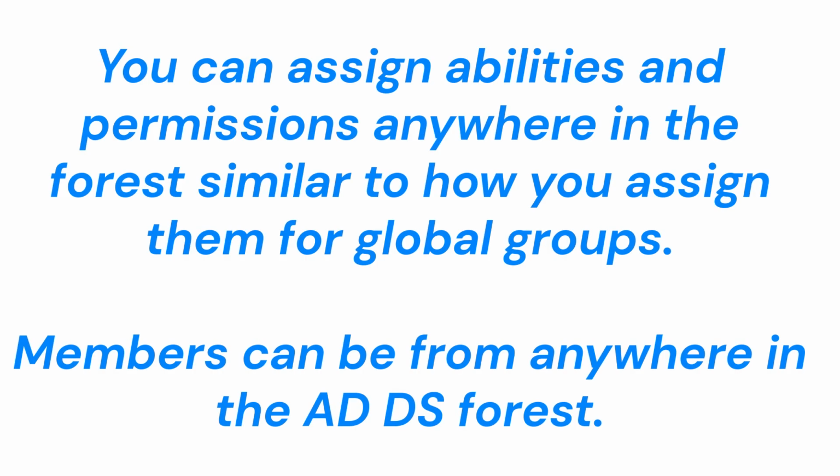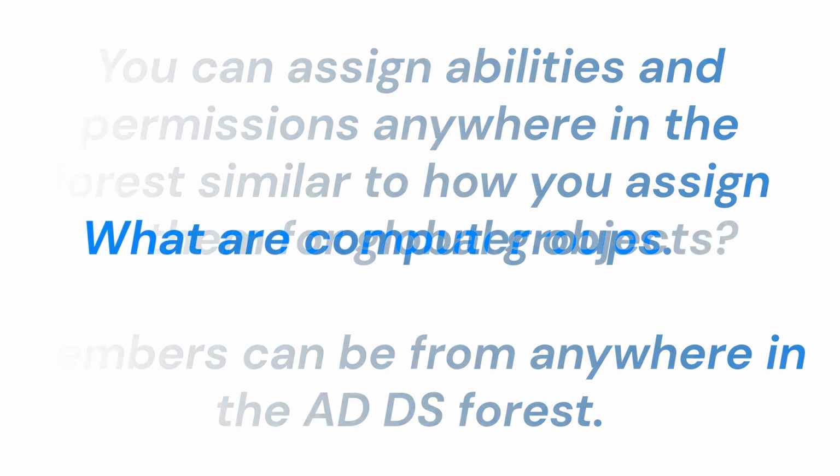Universal: you use this type of group most often in multi-domain networks because it combines the characteristics of both domain local groups and global groups. Specifically, the important characteristics of universal groups are: you can assign abilities and permissions anywhere in the forest, similar to how you assign them for global groups. Members can be from anywhere in the ADDS forest.